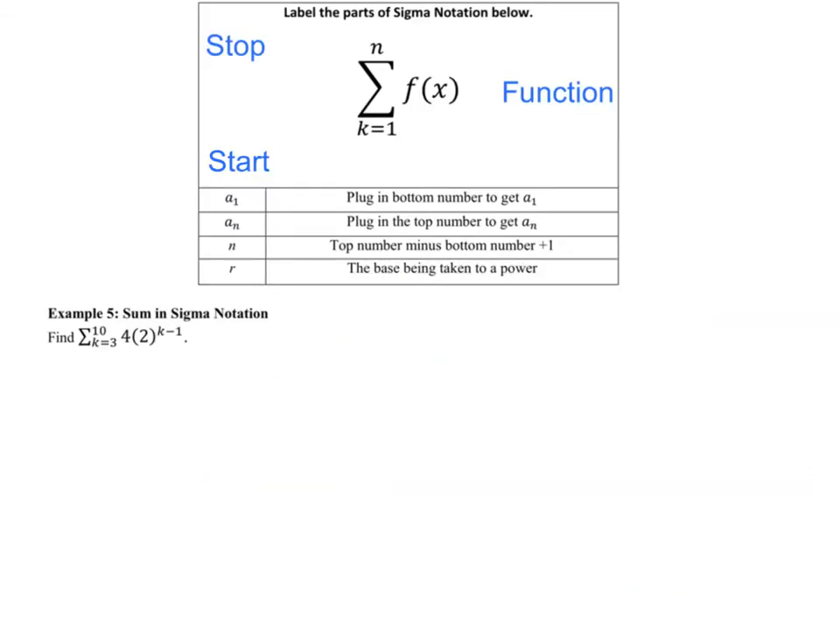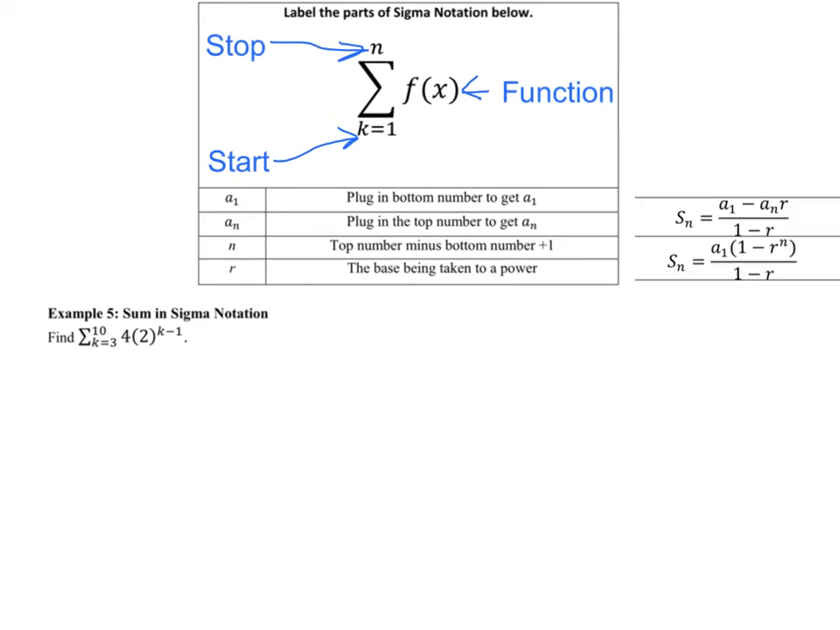We can go ahead and look at sigma notation, and again, just like with the arithmetic, the bottom is going to be our starting point, the top will be our stopping point, and then whatever they give us to the right of our sigma is going to be the function that we use. And again, they tell us how to find a sub 1, how to find a sub n, how to find n, and how to find r.